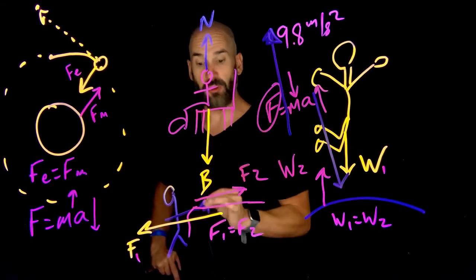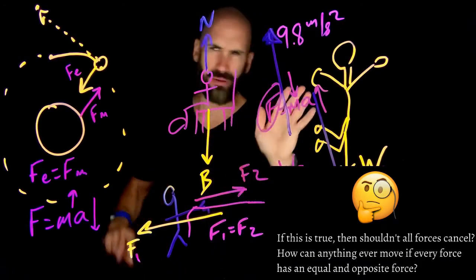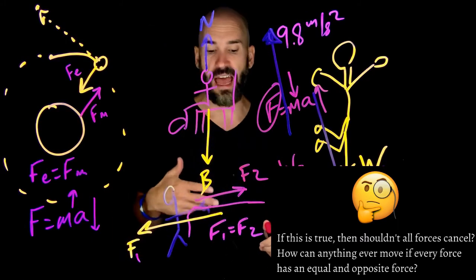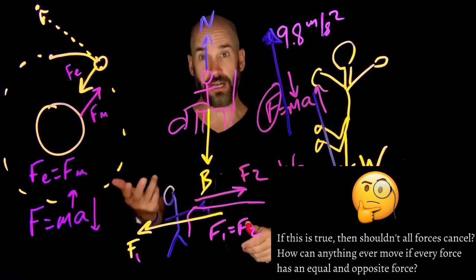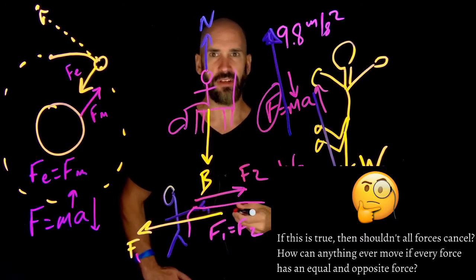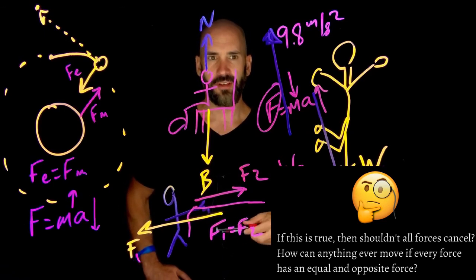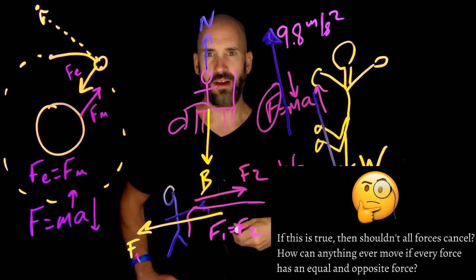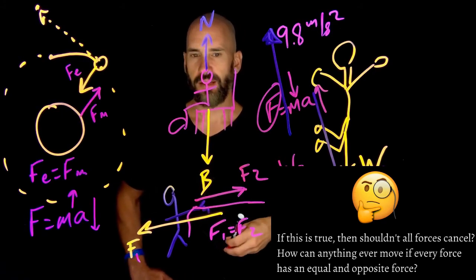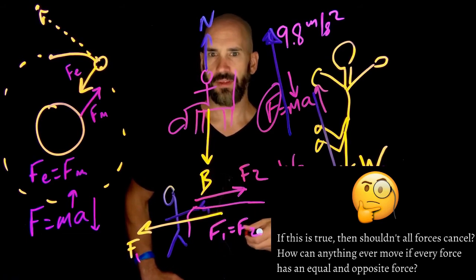Now, I told you there's a lot of misconceptions and confusions that come up with Newton's third law. Here's a big one. A lot of people will ask, hey, Scott, stop, pause. If this is true, then shouldn't all forces cancel? How can anything ever move if every force has an equal and opposite force? Take a second to see if you can answer that for yourself. If all forces come in equal and opposite pairs, how is it possible that anything even accelerates? How is it possible that we can actually change the motion of anything?